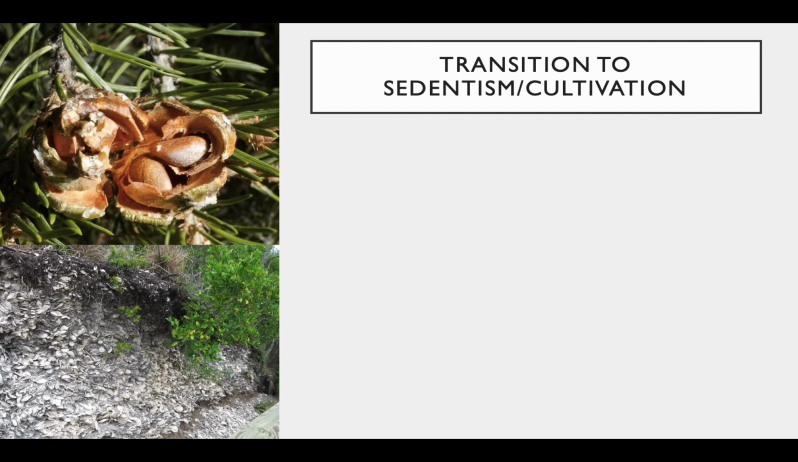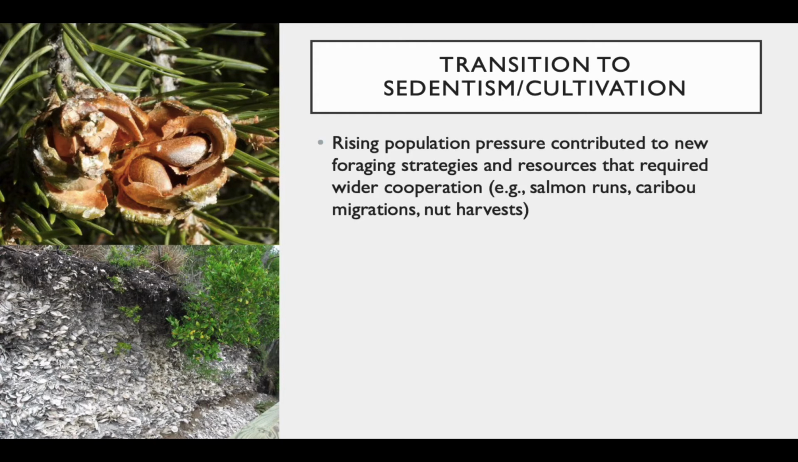Now, over time, we have been able to observe archaeologically a transition towards sedentism, or becoming more fixed on the landscape, staying in the same place all year long, as well as cultivation of different plant species. Some of the factors that contributed to this were rising population pressure that would have required new foraging strategies and resources that required wider cooperation among groups.